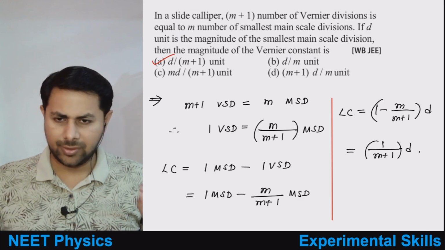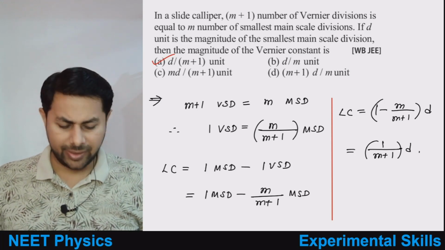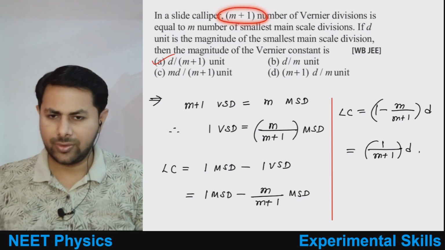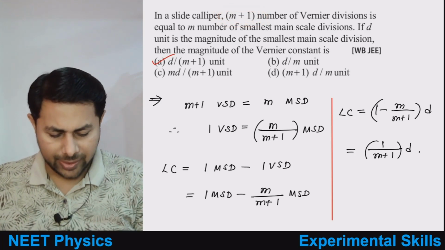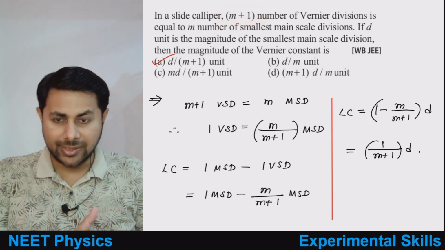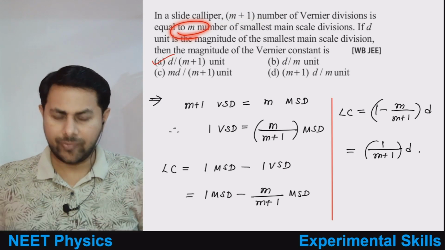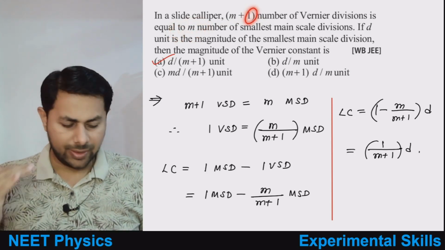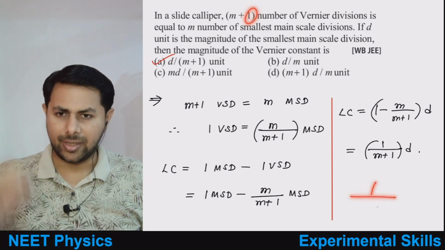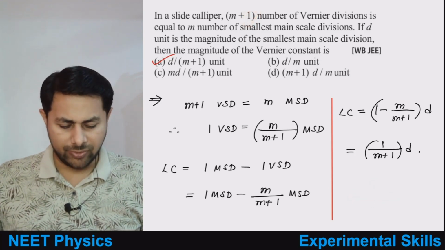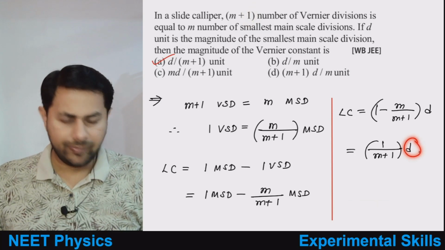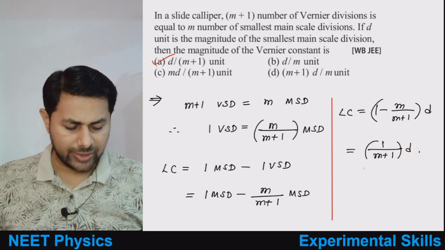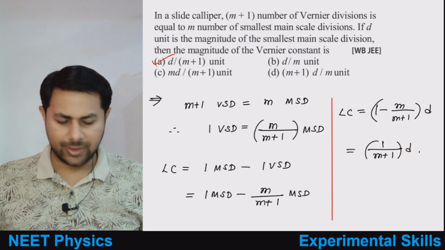But you can remember this short trick. Whenever you have the difference between the number of vernier scale divisions matching with some number of the main scale divisions equal to 1, then you take 1 divided by the number of vernier scale divisions and multiply that with the main scale division, and you will get the least count, right?